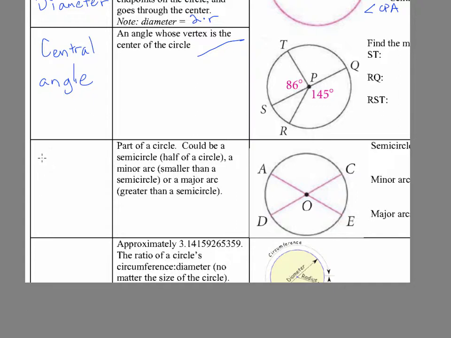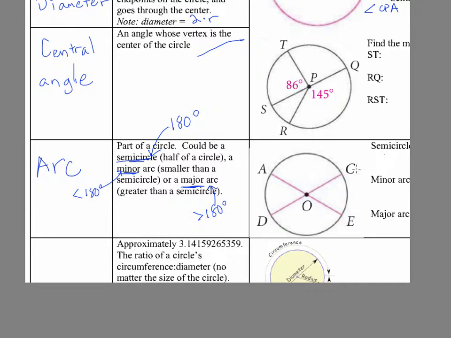So before we move on and talk about the central angle a little bit more, the next word is an arc. So an arc is part of the circle on the outside. Any part of the circle. It could be a semicircle. A semicircle is half of the circle. It could be a minor arc. A minor arc is smaller than a semicircle. Since the whole circle is 360 degrees, a semicircle would be 180 degrees. So a minor arc is anything less than 180 degrees. And a major arc would be something greater than 180 degrees.